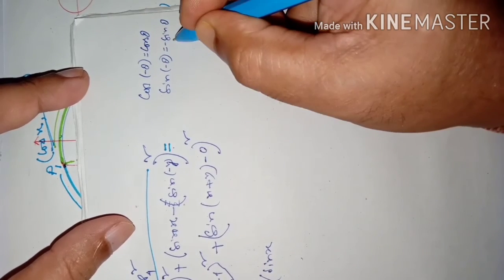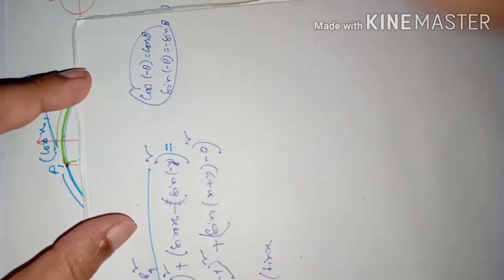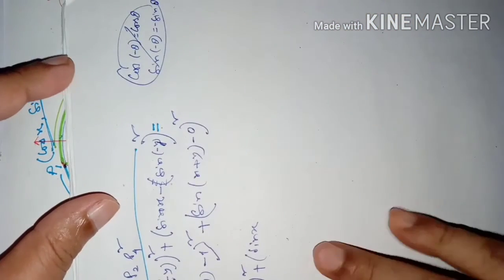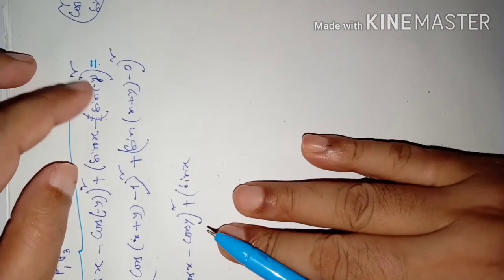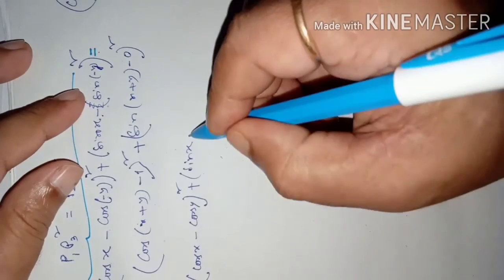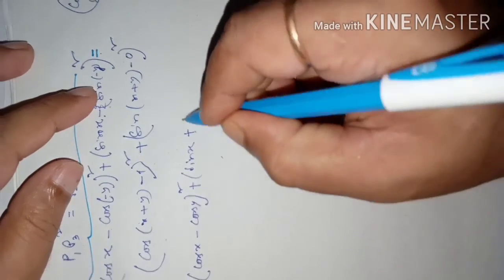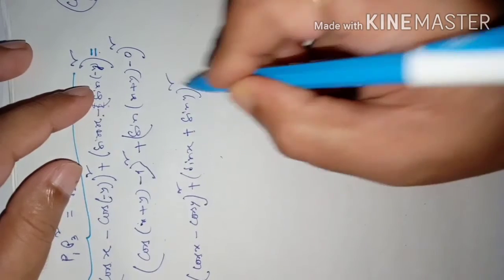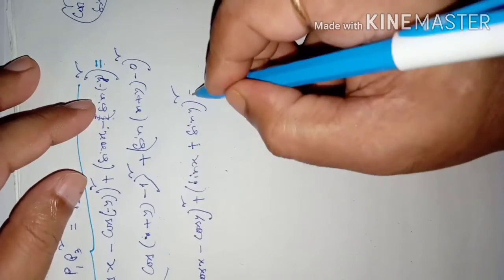Here will be a negative sign, so that thing I am saying here. So sine of minus y is minus sin y, so minus minus will become plus, so it will be sin y the whole square. Right hand side now, right hand side is what?